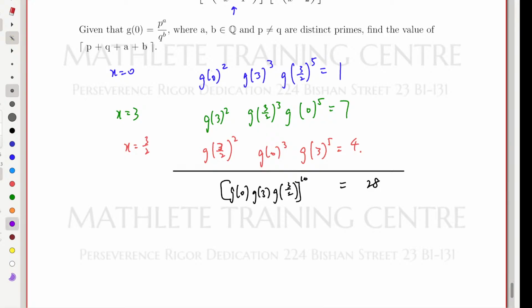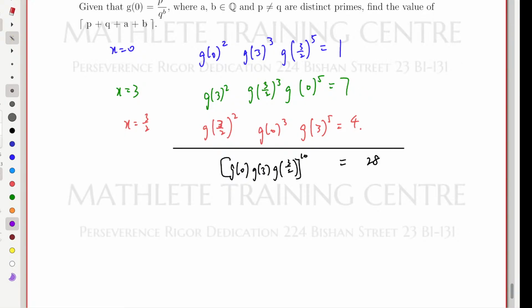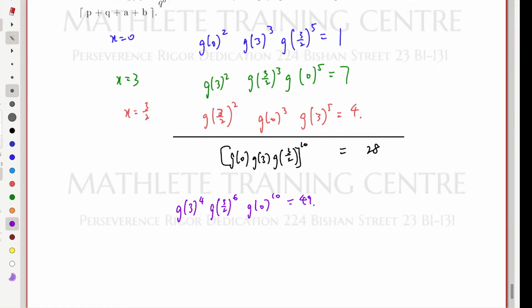Maybe if you notice, here the g3 is squared, here this is cubed, here this is cubed and this is 5. Maybe I can square the second expression actually. If I square the second expression, I can get g3 to the 4, g of 3 over 2 to the 6, g0 to the 10. That's 49. Then I can divide by the first expression, which is 1. So I can get g0 to the 8, g3 to the 2, g of 3 over 2 equals 49 divided by 1, which is just 49.